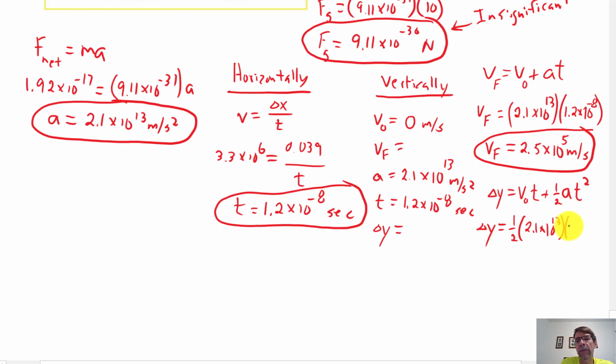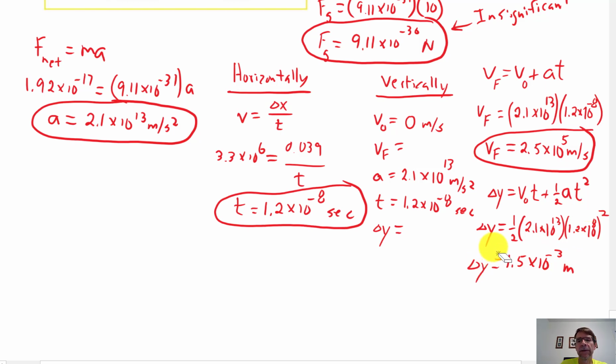Time squared, 1.2 times 10 to the 8th. I keep messing up. Have patience with me. It's 1.2 times 10 to the 8th, squared. So delta y equals 1.5 times 10 to the 3rd meters.